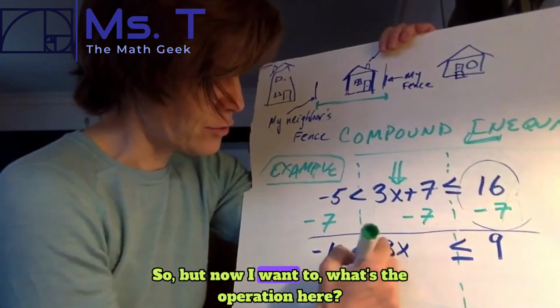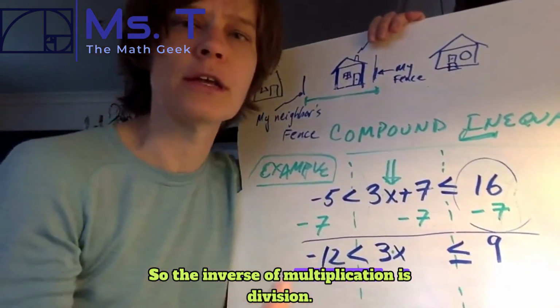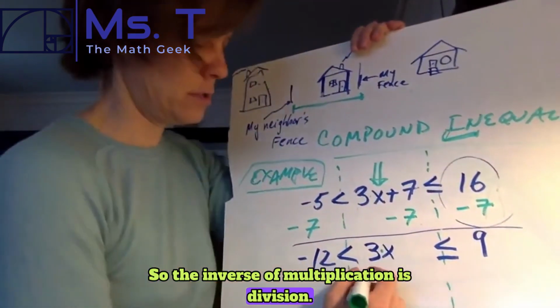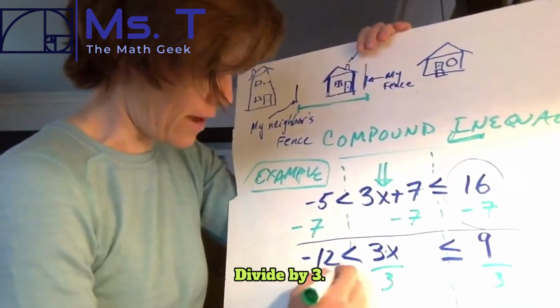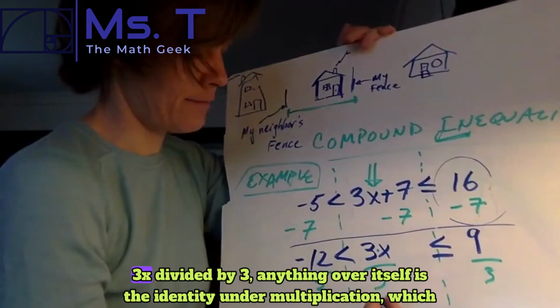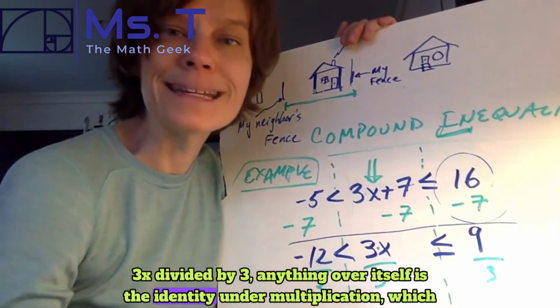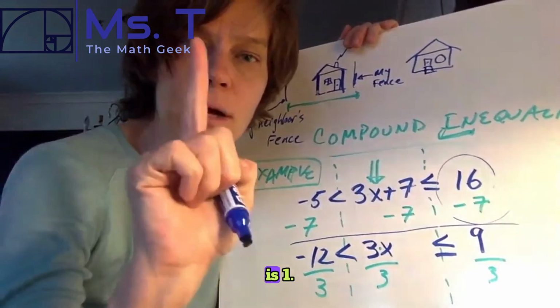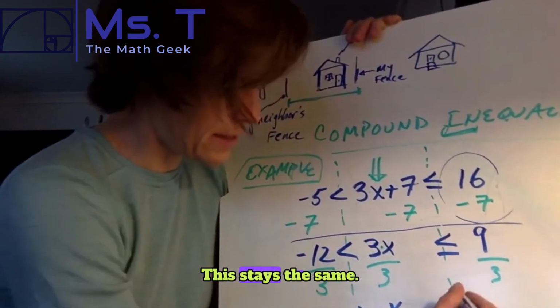So, but now I want to, what's the operation here? 3 times x. So the inverse of multiplication is division. Divide by 3. Divide by 3. Divide by 3. Okay? 3x divided by 3, anything over itself, is the identity under multiplication, which is 1. X.